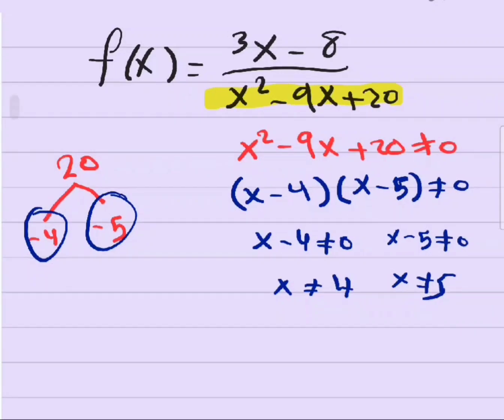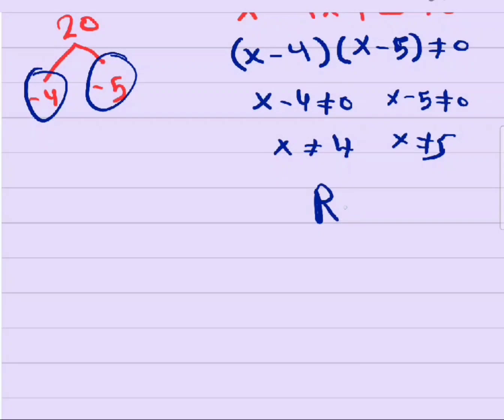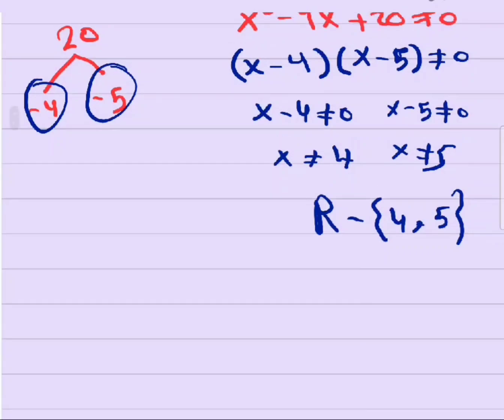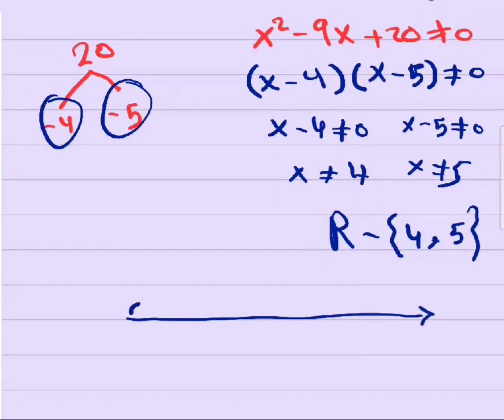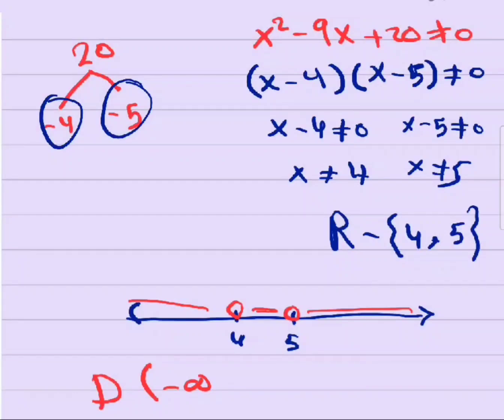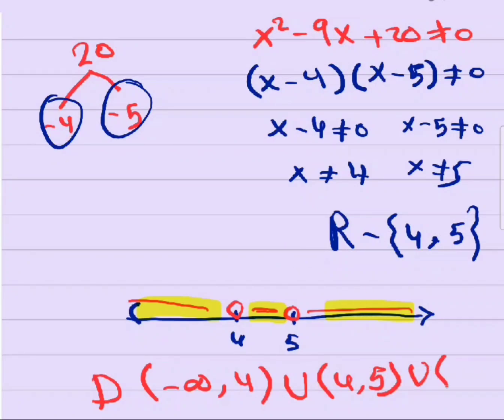Now, how do we represent this in interval notation? What I like to do is plot everything on a number line. So if x can't equal 4, I'm going to put an open circle, and it can't equal 5 either. But it can be anything else. So now let's write the domain. From this section, it's from negative infinity to 4, but it doesn't include 4. And then union, we have the second section, which goes from 4 to 5. And then union, the last section, which is 5 to infinity. So x could be anything except 4 and 5.